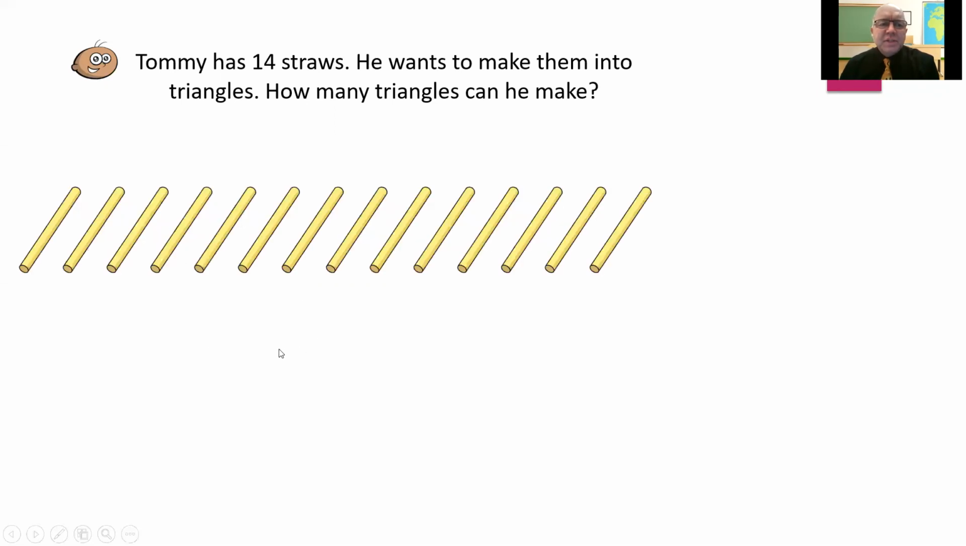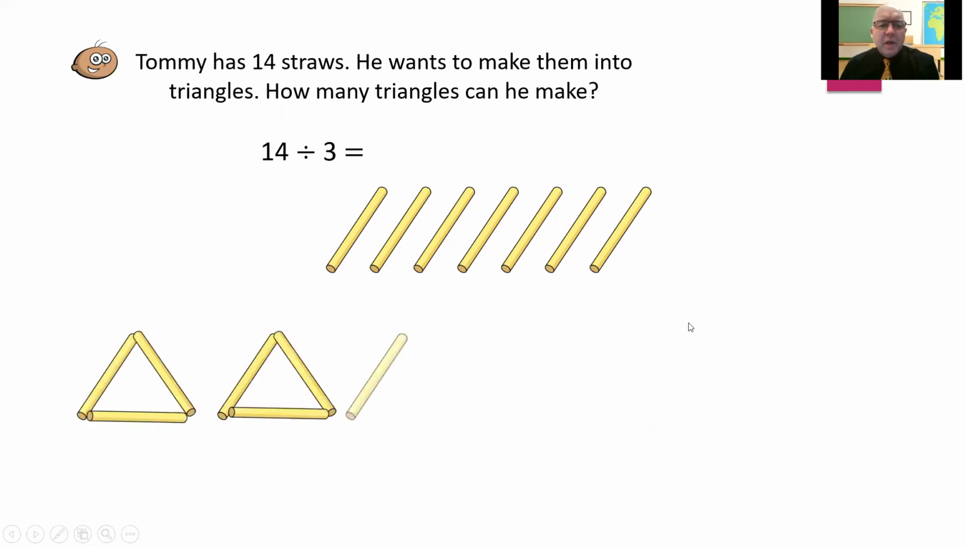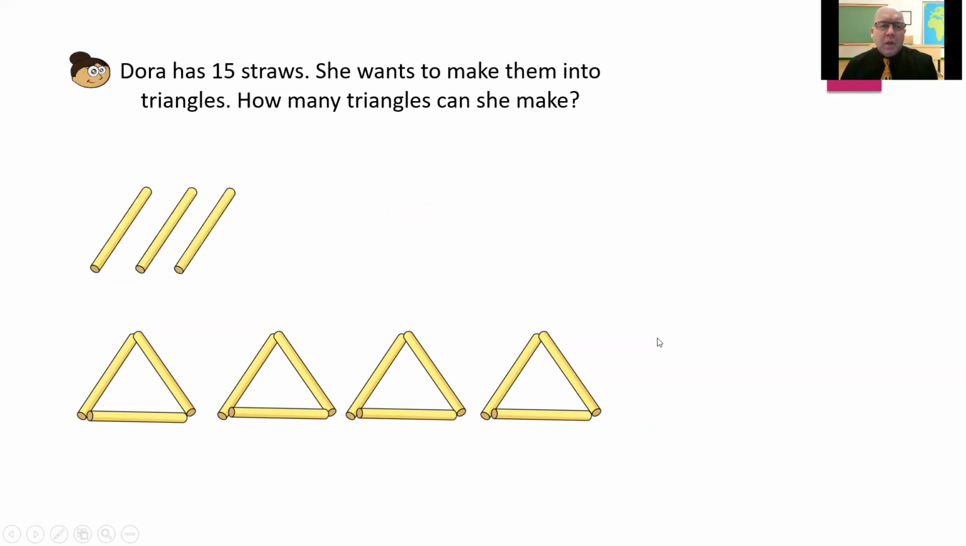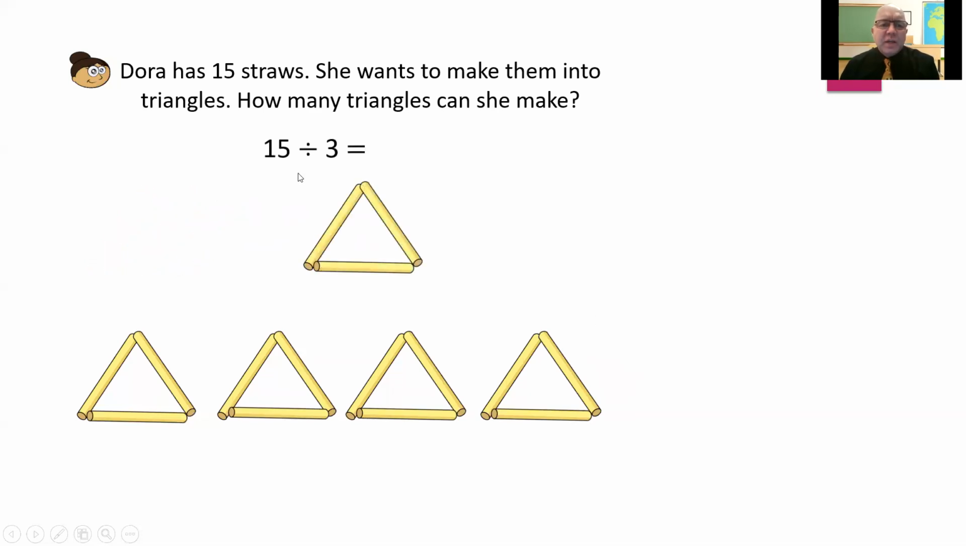Okay, well, let's start with Tommy. He's got 14 straws. So we're doing 14 divided by 3. There we go. He can make 4 triangles, but he's going to have 2 left over. So 4 remainder 2. What about Dora? She's got 15 straws. Now I've left 12 of them already set up as triangles just to save time. So we've got 12 here, 13, 14, 15. We've got 15 altogether. And you can see that Dora can make another complete triangle. So 15 divided by 3 is 5.